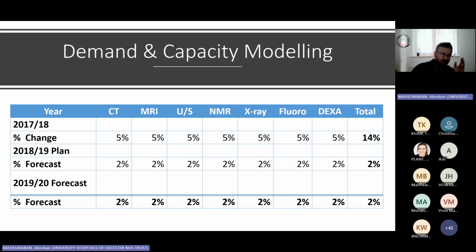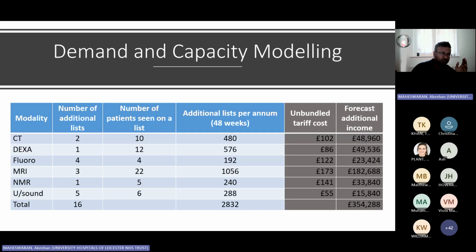They looked at the number of CTs that they were doing. This is for radiology, number of different modalities, and then looked at how much they were increasing, and did a forecast of how that was going to work. Then they did a capacity, which is the number of additional lists you'd need, number of patients seen on lists, and how many additional lists per year you'd need to do that.